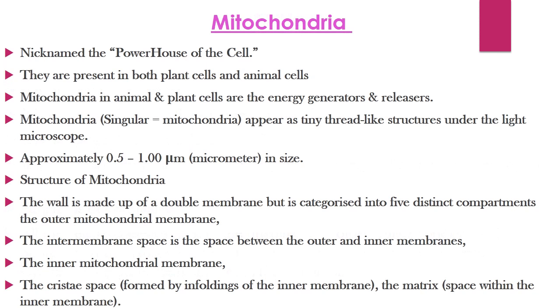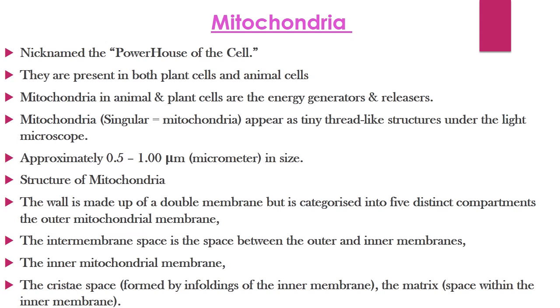Mitochondria are also called the powerhouse of the cell because they produce ATP, adenosine triphosphate. They are present in both plants and animals. Mitochondria in animal and plant cells are the energy generators and releasers. Mitochondria appear as tiny thread-like structures under the light microscope. Size is 0.5 to 1 micrometer.